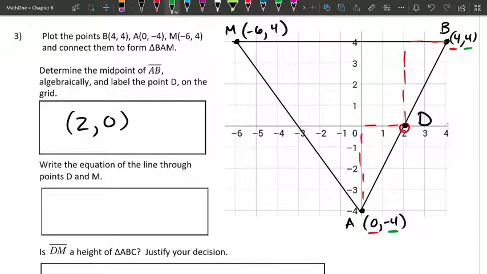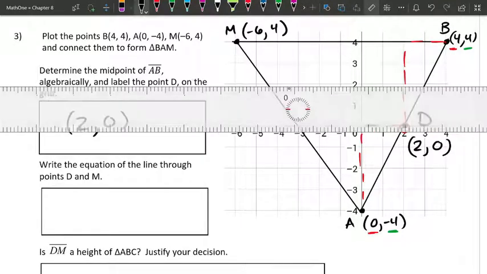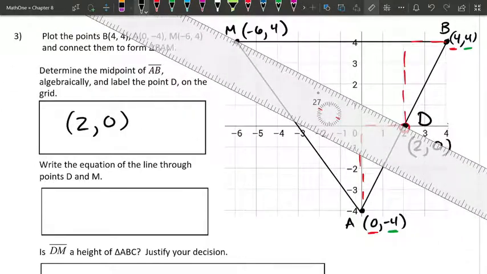Next, write the equation of the line through points D and M. So I want to come up with the equation of the line that goes through points D and M. Now, point D was at x is 2, and y is 0. So I want the equation of the line that goes through those. For visual reference only, I'm going to put a little dot here. This is the equation that I'm asked to find.